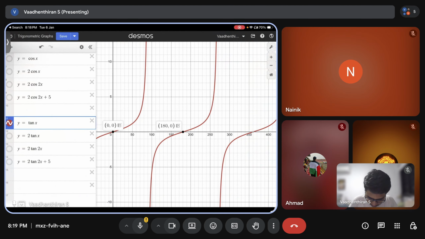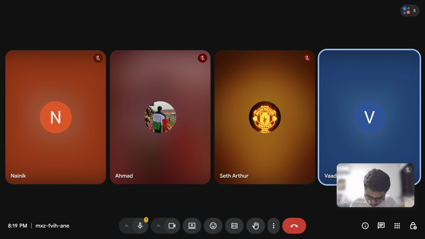Try 1 second. I think I lost the share screen here.